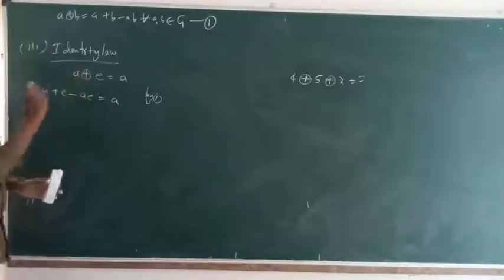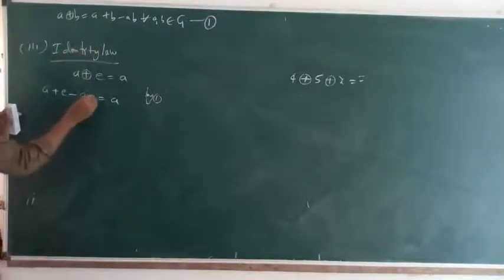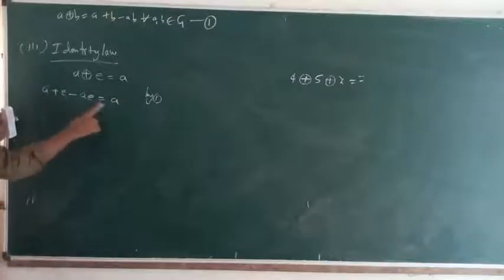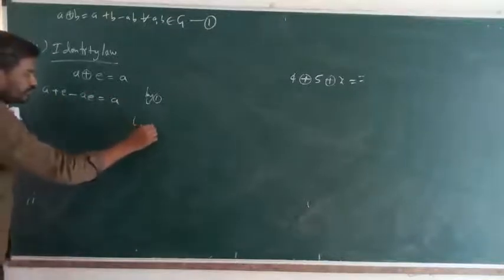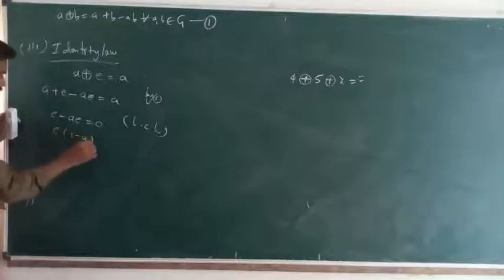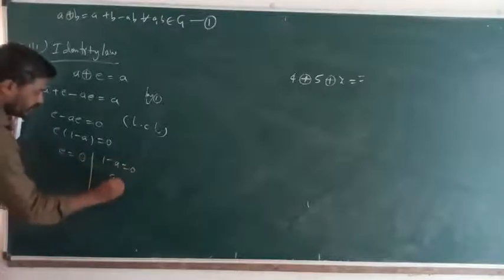So you can find the E value. Applying this given condition, A plus E minus AE is equal to A. So this is the left cancellation law. A cancels, only E minus AE is equal to 0. E is outside: E times (1 minus A) equal to 0. Two cases. Case 1, E is equal to 0. Case 2, 1 minus A equal to 0, so A equal to 1.